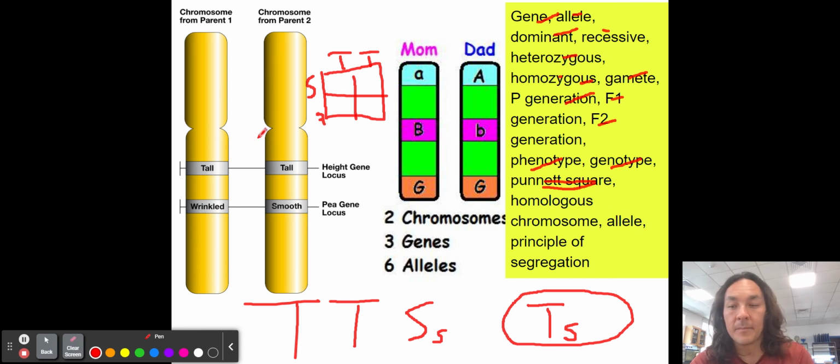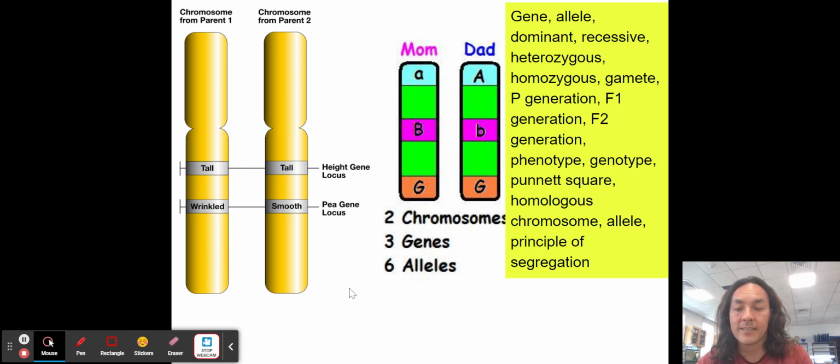All right, homologous chromosomes. Here's a homologous chromosome, one from mom and one from dad. So you get one allele from mom and one from dad. An allele is a form of a gene. And the principle of segregation says that only one allele goes into a sex cell. It's random which one it is. So for this plant in its sex cell, it can make wrinkled or smooth, but only one goes. All right, let's continue on.